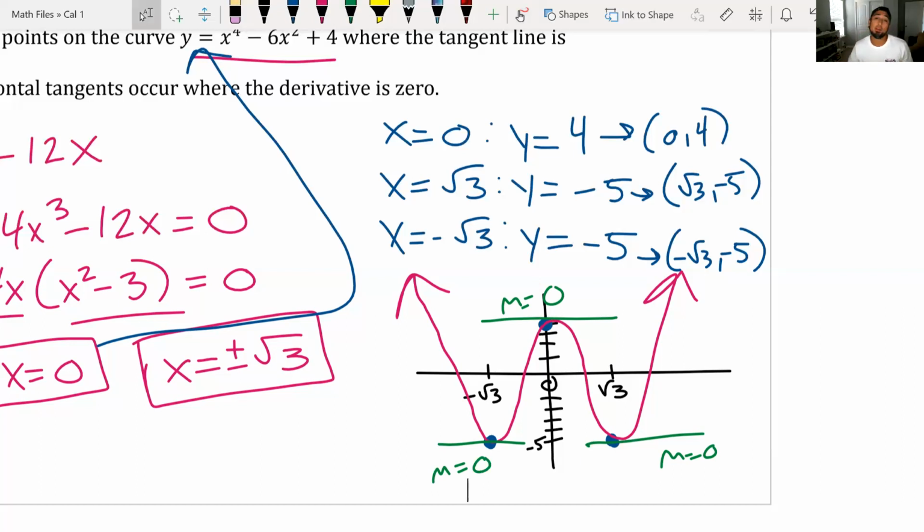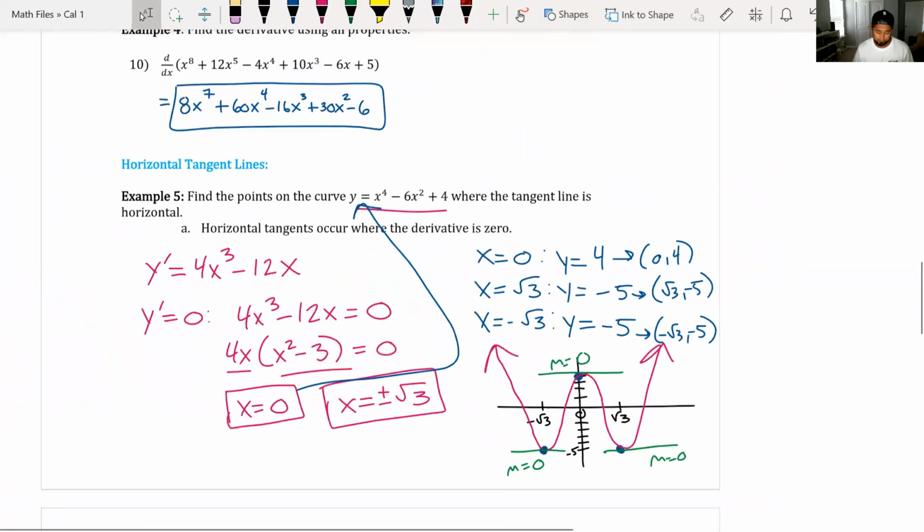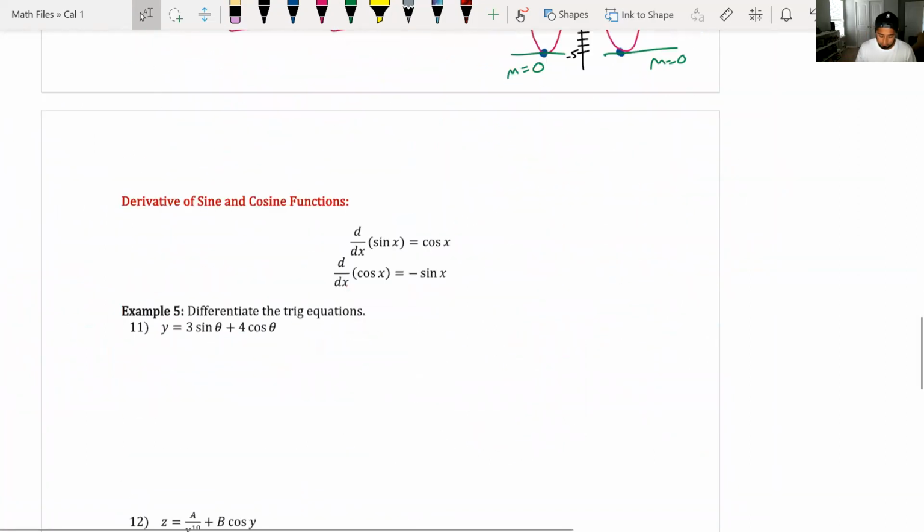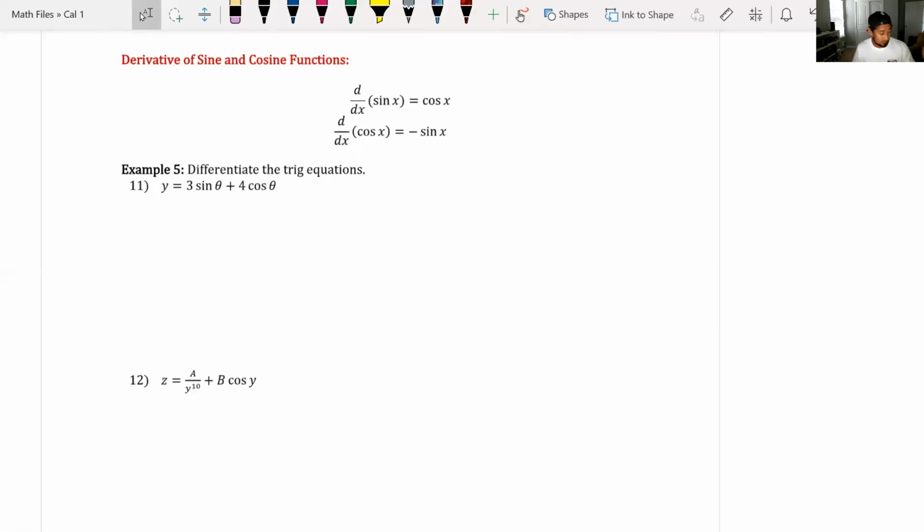Very important concept when we get into curve sketching. That's after the second test. Okay, next is the derivatives of sine and cosine. Keep these in your head too. Look at this. The derivative of sine is cosine. The derivative of cosine, negative sine. Okay, let's use those to find the derivatives of the next equations.